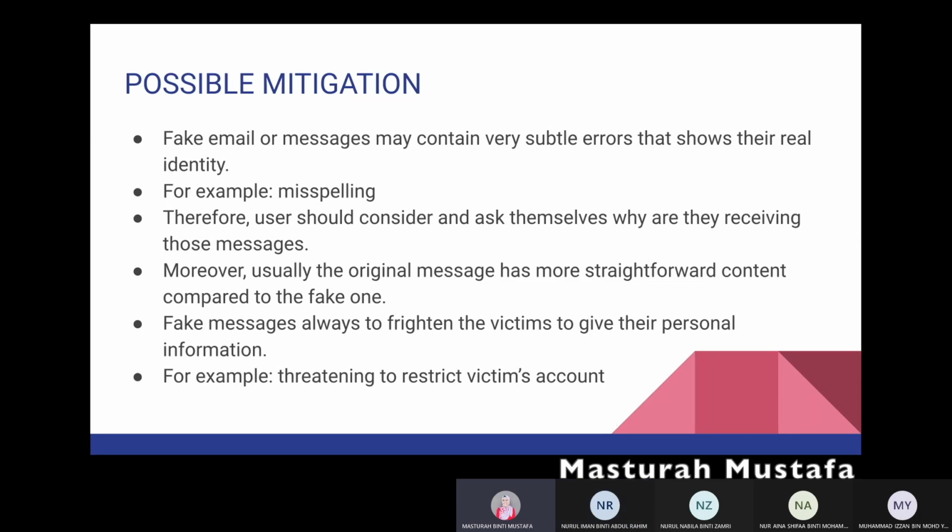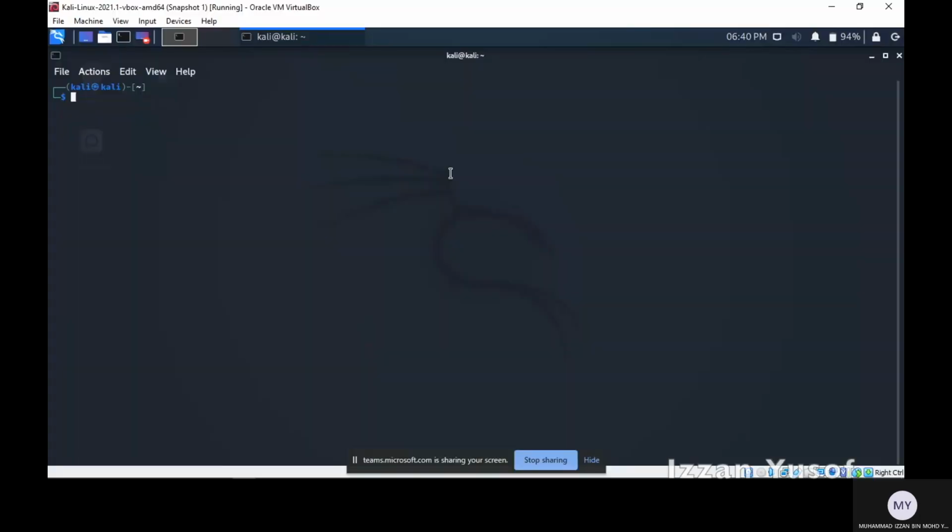Okay, then I pass to Izzan for the demo of the steps to perform the attack from Kali Linux to Kali Linux. Okay. Hi, my name is Izzan Yusuf. So now I will demonstrate how to do the phishing attack from Kali VM to another Kali VM. So the first thing that you have to do is to gain the root access by inserting the sudo su command. Then you press enter. Then it will ask for your root password, and then you enter your root password. And now you can see that you have gained the root access.